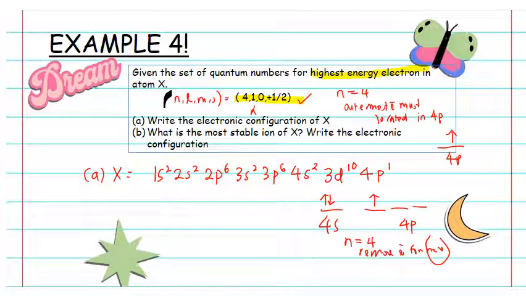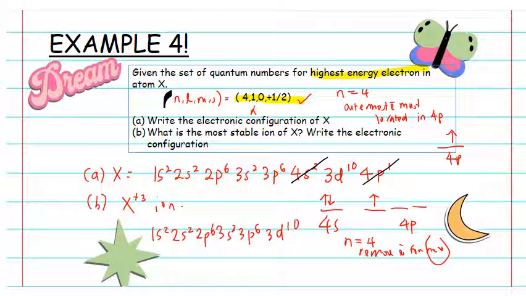Jadi, dia akan remove 3 electron. Dia akan dapat X3. X berapa? X plus 3. Okay, X plus 3 ion. So, the electronic configuration nya akan jadi 1s2, 2s2, 2p6, 3s2, 3p6, and then akan ending dengan 3d10. Sebab apa? Sebab dia dah remove 2 electrons daripada 4s dan juga 1 elektron daripada 4p.